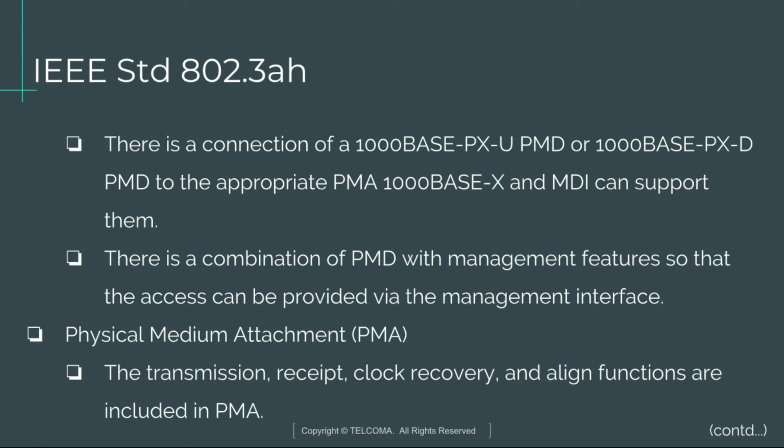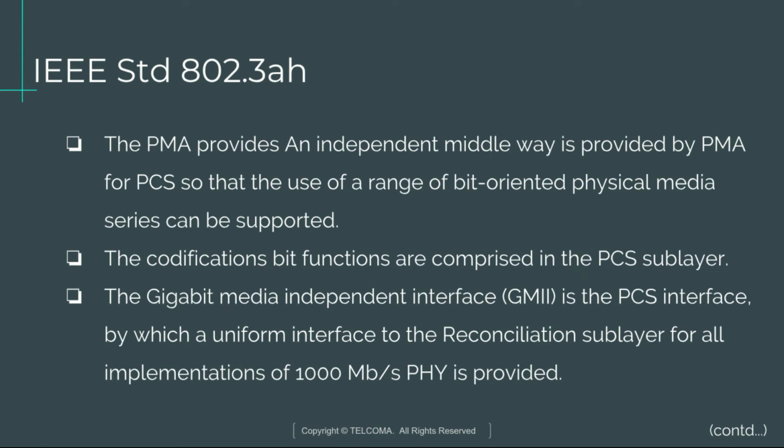Physical medium attachment. The transmission, receipt, clock recovery and alignment functions are included in PMA. The PMA provides an independent middleware for PCS so that the use of a range of bit-oriented physical media series can be supported. The encoding and bit functions are comprised in the PCS sublayer. The gigabit media independent interface is the PCS interface by which a uniform interface to the reconciliation sublayer for all implementations of 1000 Mbps physical layer is provided.